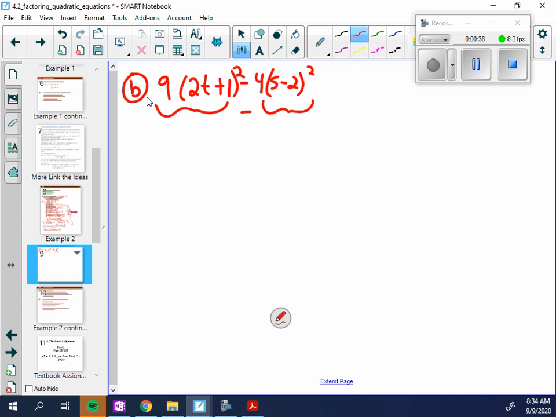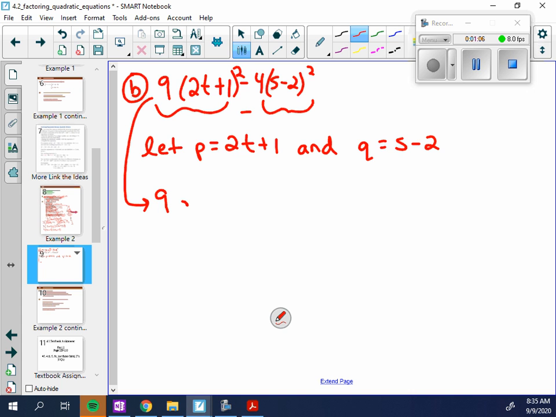So I'm going to use P and Q. I'm going to let P equal 2t plus 1. Don't use the squared with that, okay, because you need the squared in the difference of squares. So we just use what's in brackets, okay? And Q is going to be my s minus 2. So now I can substitute in those letters P and Q. So this statement here will become 9p squared and then minus 4q squared.